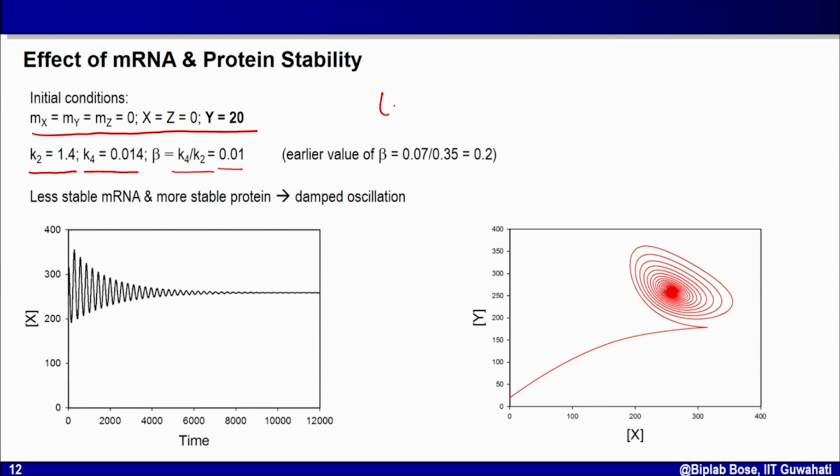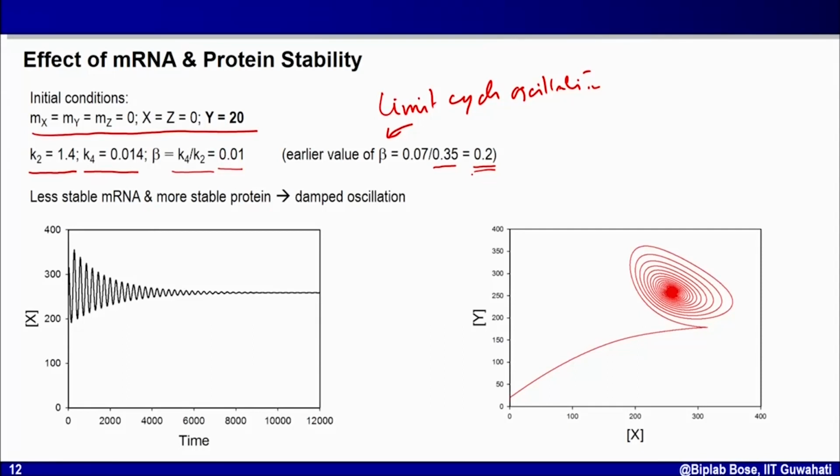When I had the limit cycle oscillation, initially my beta was this one. K4 was 0.07 and K2 was 0.35, and the ratio was 0.2. So now beta has changed from 0.2 to 0.01. Essentially, I have made the protein more stable, mRNA less stable. So what type of behavior do I get?